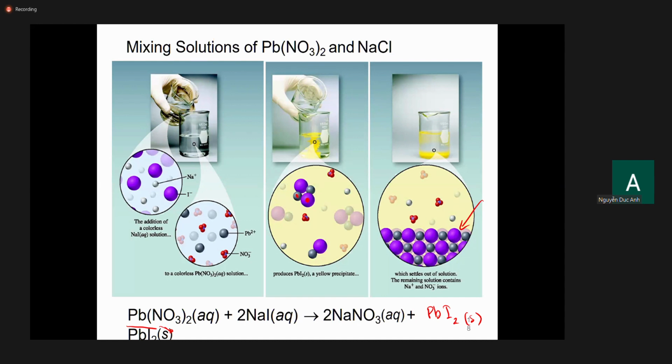And when the crystal is growing to a bigger size, and when it reaches big enough, it will become insoluble, or you will see some solid in that solution. Okay, and it goes deeper into the bottom.